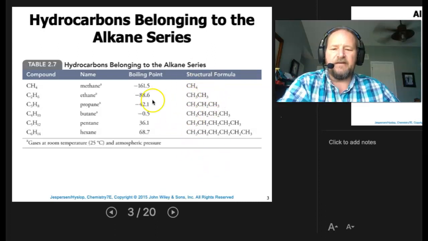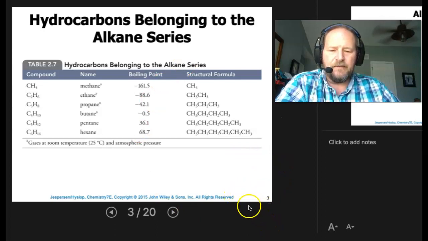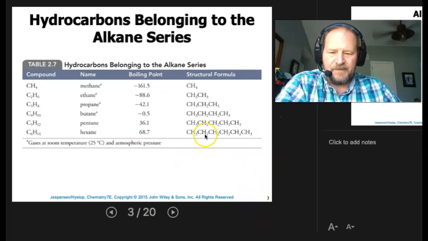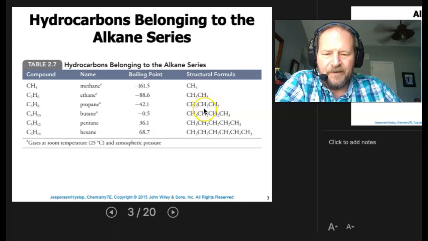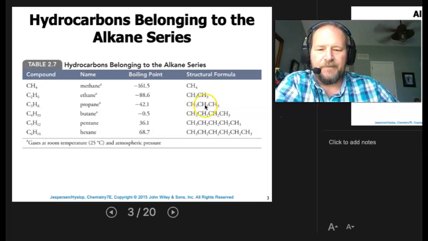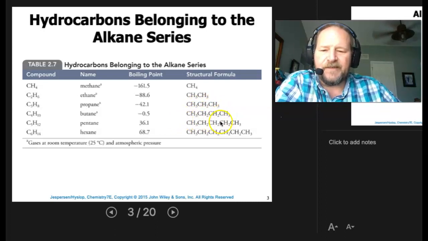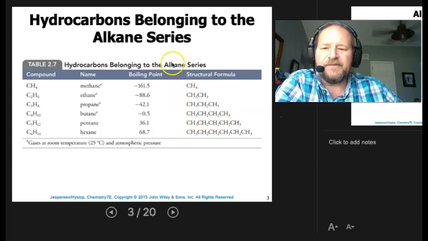For propane, again, the assumption would be that this carbon is connected to this carbon, and this carbon is connected to this carbon. These two carbons on the end are not connected, so they're separated by the one carbon in the middle. Same thing can be said for all of these, and these are also referred to as straight chain alkanes. So we have alkanes, and then they're hydrocarbons.